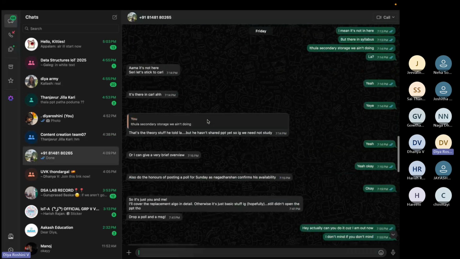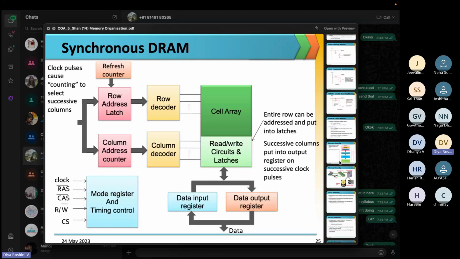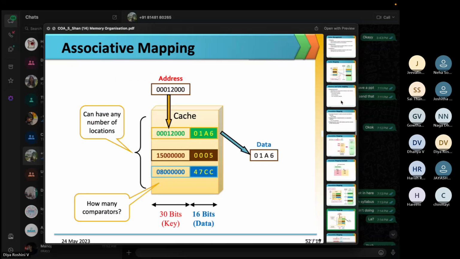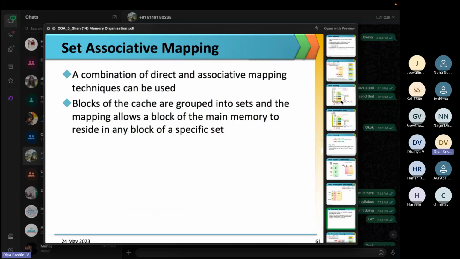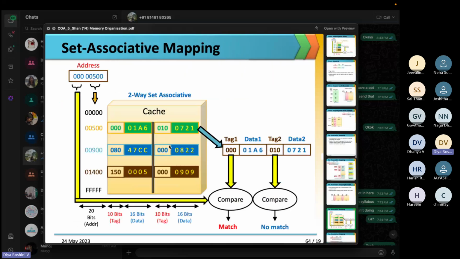We will move on with set associative. Set associative is like the hybrid of direct and associative mapping. Actually, take it in terms of direct only. So instead of mapping it to blocks, we are going to map it to sets. So all of the memory in cache is going to be mapped into sets.